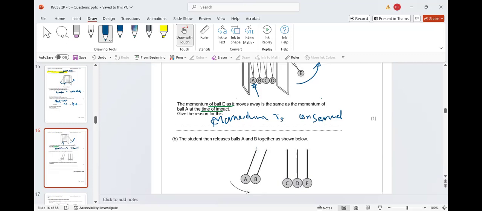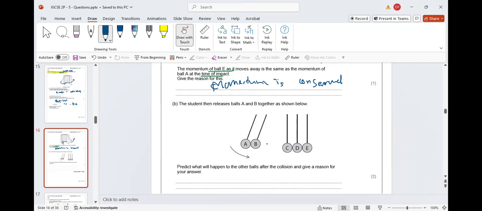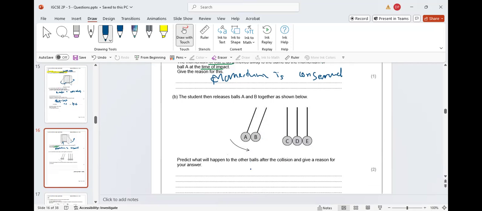The student releases balls A and B together as shown below, right? Now, what do we expect? Here we just have to use common sense. Predict what will happen to the other balls after the collision and give a reason for your answer. When one ball hits, one ball moves out. When two balls hit, two balls will move out. So what are the two balls at the other end?